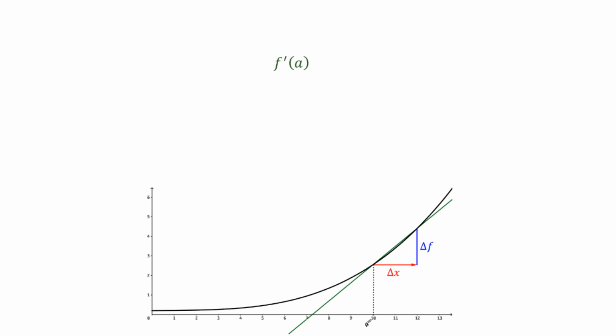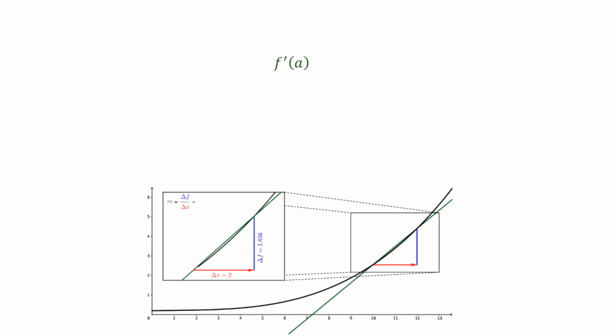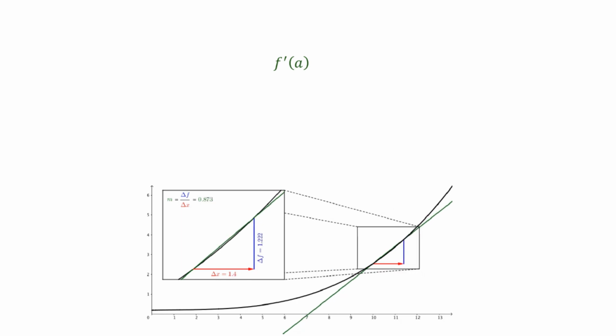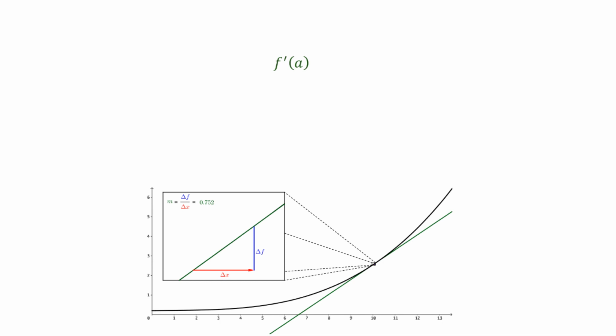Since the graph isn't a straight line, this slope is only an approximation of the value of the derivative. But we can get a better approximation if we use smaller values of delta x. As delta x got smaller, the graph of the function f looked more and more like a straight line. When delta x is this small, we refer to delta f as df and delta x as dx.